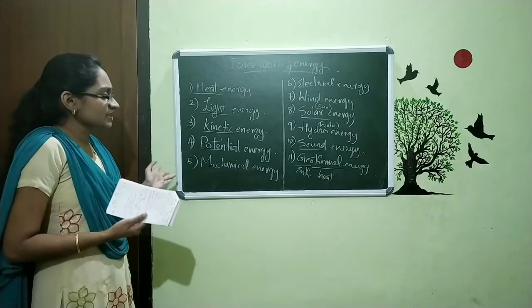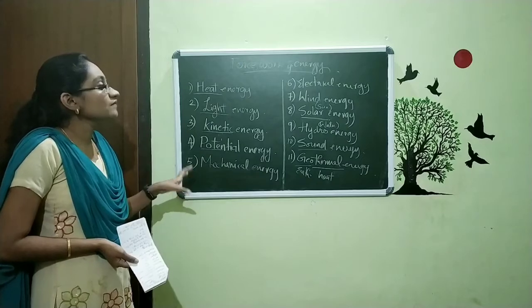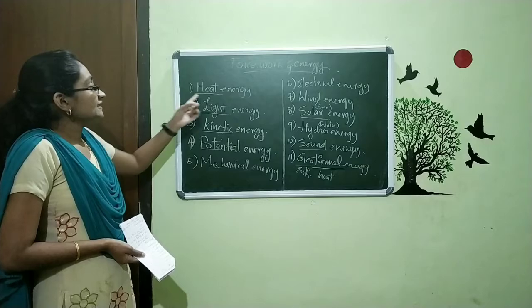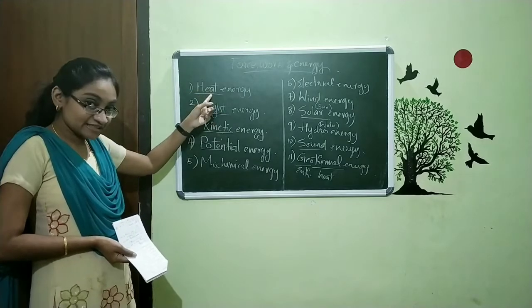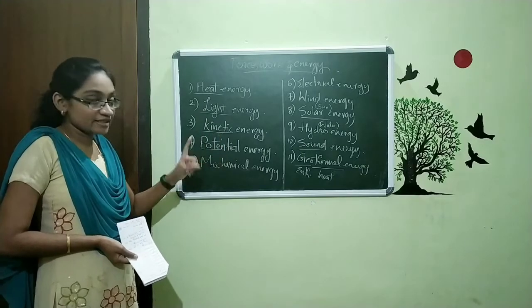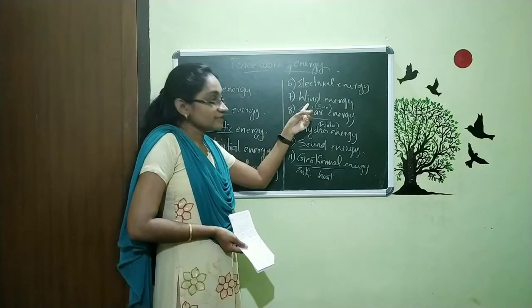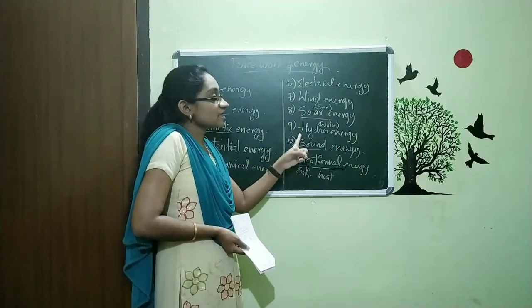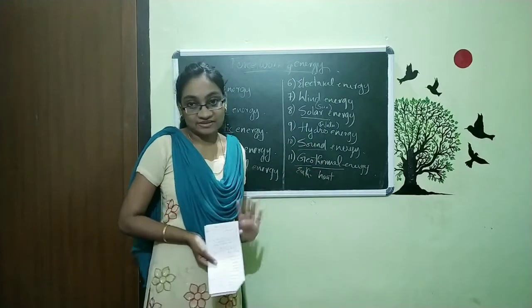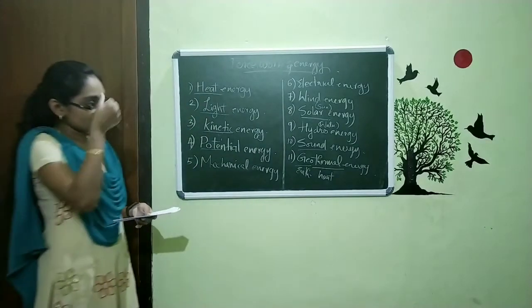There are also other types of energies. Now, within your textbook, these are all mentioned. First you want to study the names, and we can discuss them later. So the first one is heat energy, light energy, kinetic energy, potential energy, mechanical energy, electrical energy, wind energy, solar energy, hydro energy, sound energy and geothermal energy. These are the 11 types of different energies. I think it's clear for you.